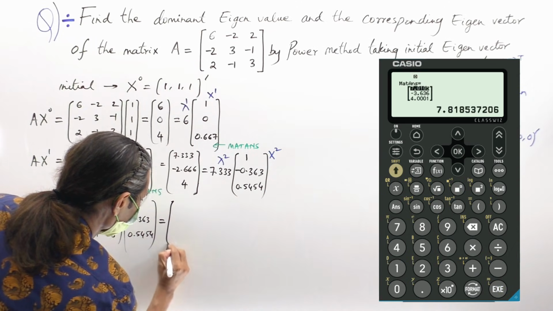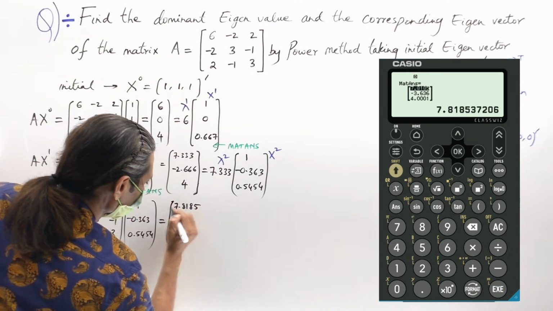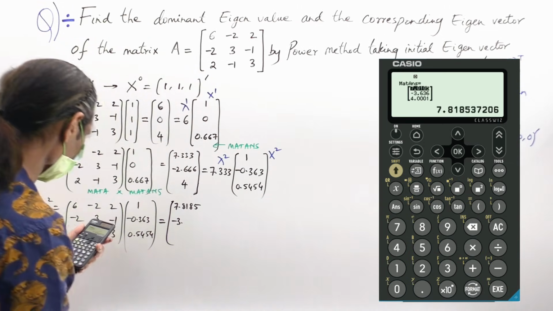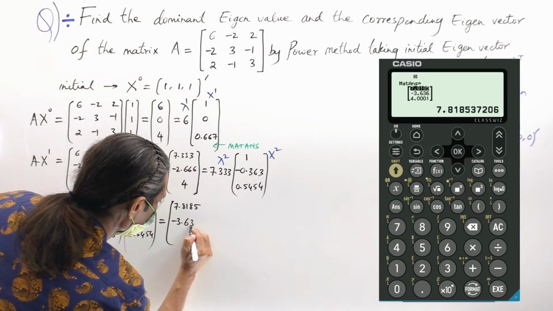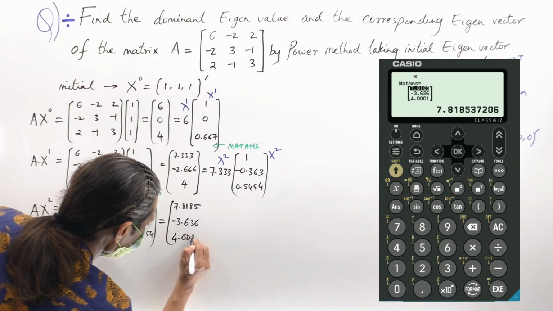We get 7.8185, then minus 3.636, and lastly 4.0001.